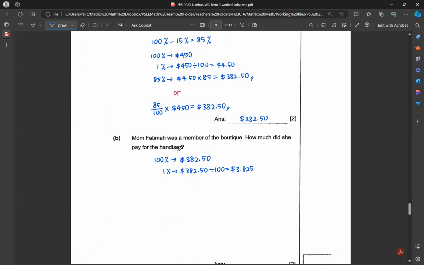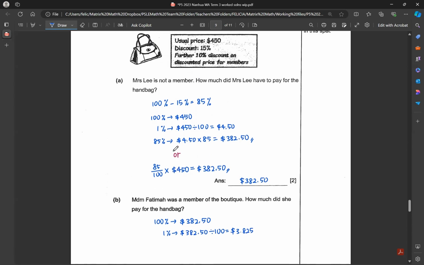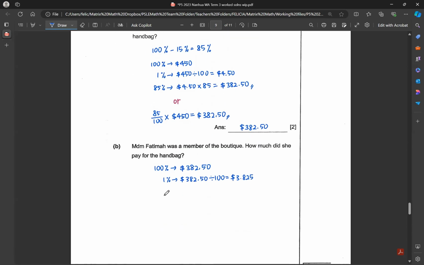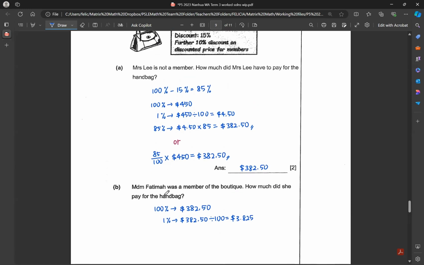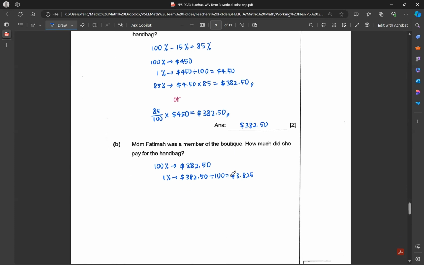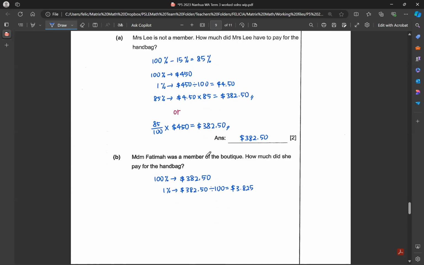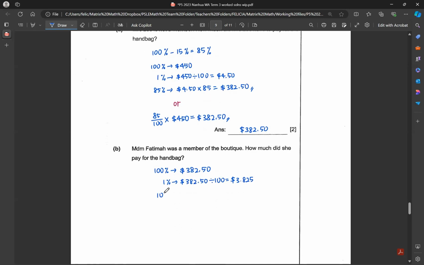So how much did she pay for the handbag? Some of you prefer to find 10% first. No problem, if you are more comfortable with finding 10%, go ahead. Some of you straight away realize that a further 10% means she paid 90% of this price. But if you find that too complicated, because of the 100 minus this and that, it's okay. Just find 10% first and work out the discount she gets to further enjoy. I think the majority might be more comfortable with this. So times 10 for this will be $38.25.